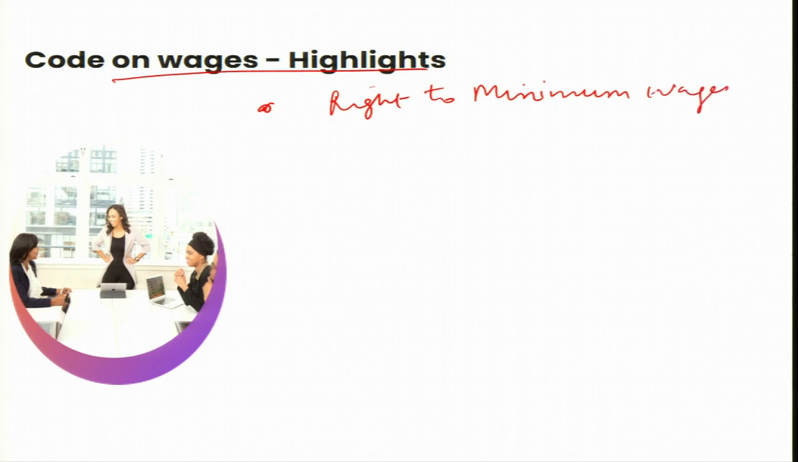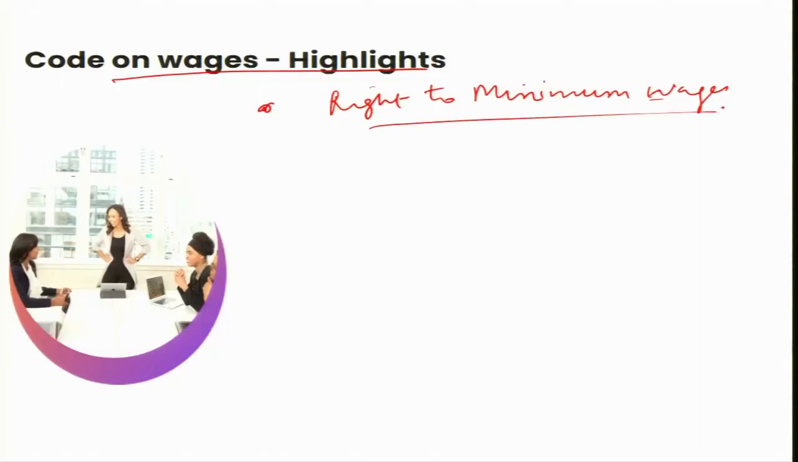This particular code applies to the whole of India. Everybody has a right to minimum wages that need to be paid to the people. Due to this, all the people will be benefited in terms of the right to minimum wages. After 73 years of independence, work is being done to provide wage security, social security and health security to a good number of people.